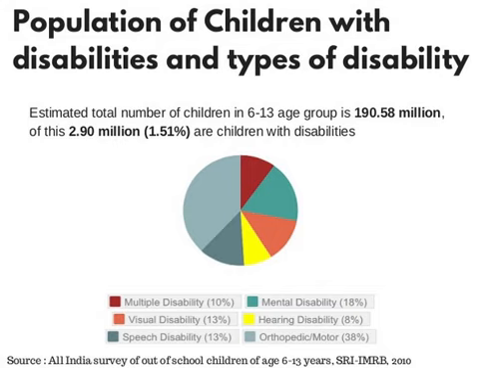So this is a quick chart to see the population of children with disabilities and types of disabilities, sourced from the All India Survey of out of school children aged 6 to 13 years. As we can see, multiple disability is 10%, visual disability is 13%, speech disability 13%, mental disability 18%, hearing disability 8%, and orthopedic motor 38%.